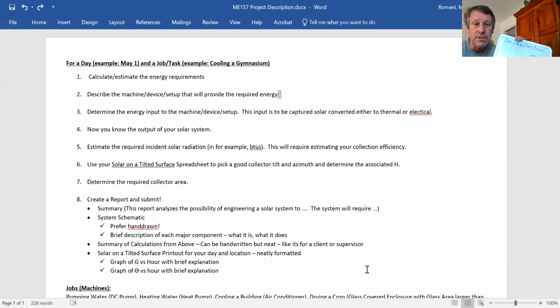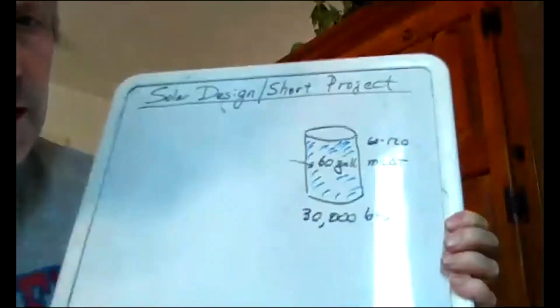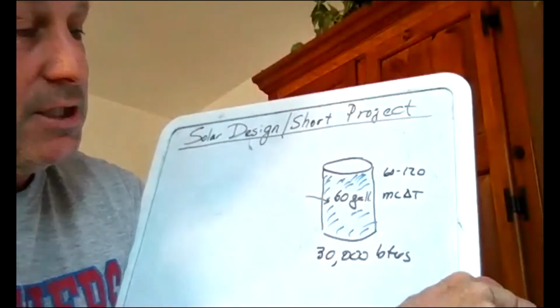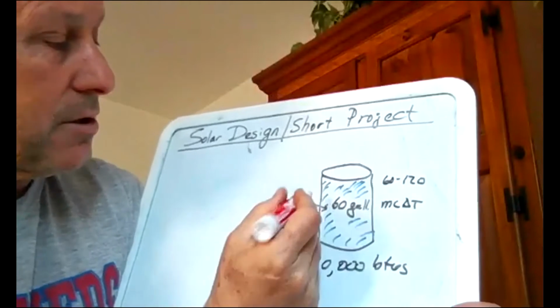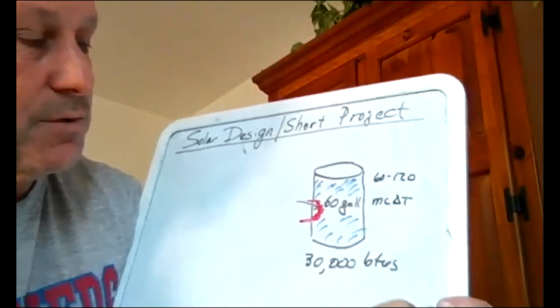Determine the energy input to the machine or device or setup. Okay, so I'm sorry, there's a little bit of glare here. But then what we're going to do is put this electric resistance heater in our water. That's the approach that's being suggested here. So I'll just call that a resistor.